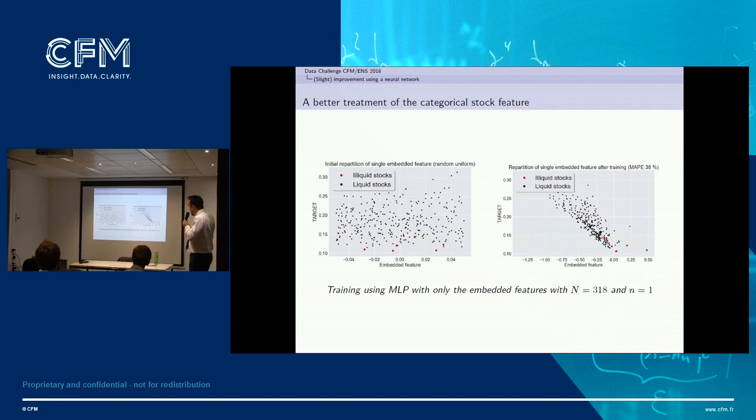Then after training, so I trained the network using only this embedded feature as input. You can achieve an MPA of 38%. And you can see now that the embedded feature reflects the average target for each stock. And you can see, for example, that illiquid stocks are clustered together.